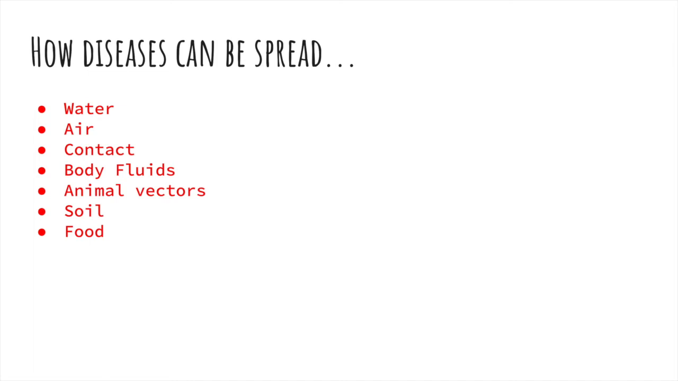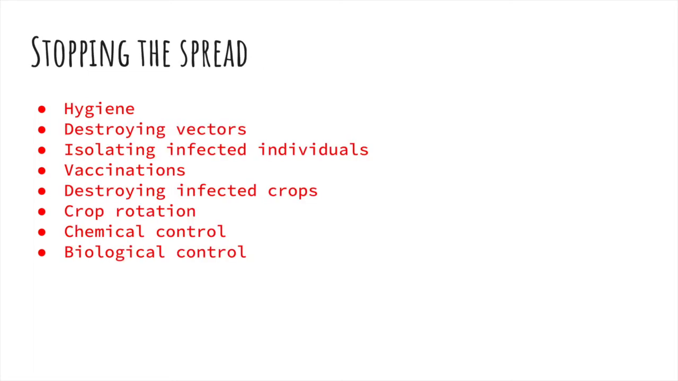Okay. And all these ways of spreading diseases, there are lots of ways in which we can prevent the spread of disease as well. We are all engaging in some of those ways right now, hopefully, while you're watching this. And we just need to know a little bit more about these things. So hygiene is a massive factor. Destroying vectors, isolating infected individuals. These are things that we're doing right now. Vaccinations are something that we're hoping will play a big part in getting us all out of this.